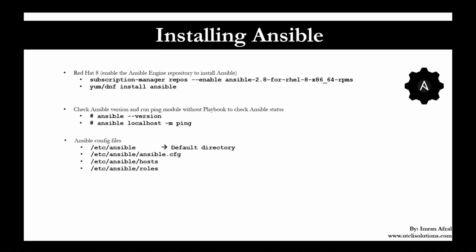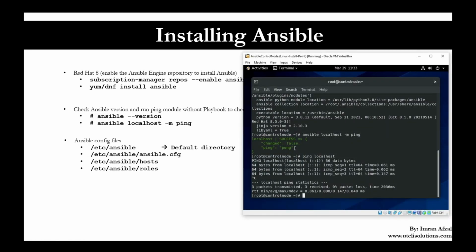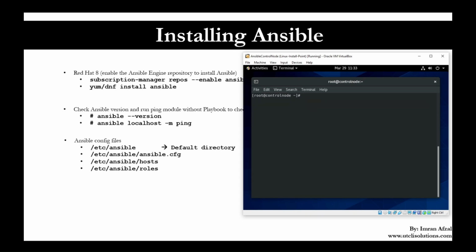All right, let's check the Ansible config files. So let's clear the screen again. The Ansible files, all of them are located in /etc/ansible. And you do a listing of the files and directories. You'll see there is a roles directory, which we will cover later on. Then there's a hosts file. That's where all the remote clients inventory resides.